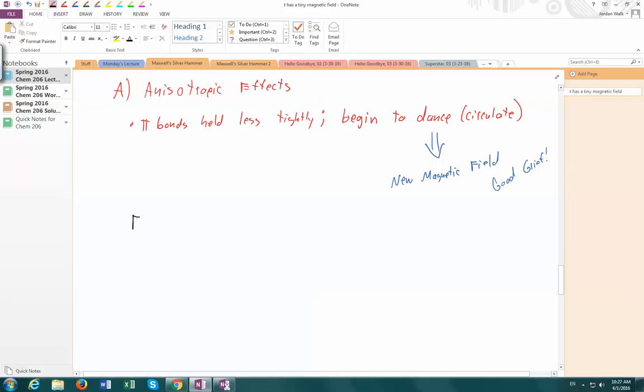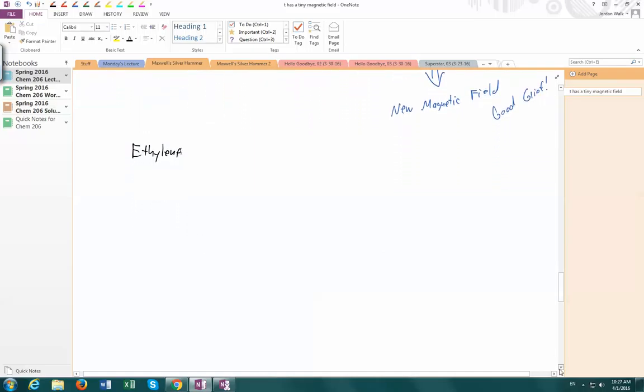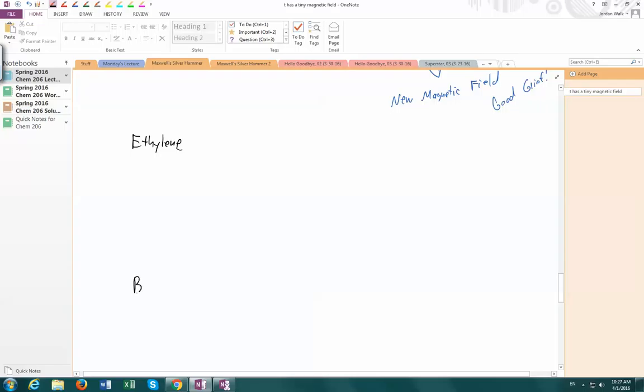Let's start with ethylene. You don't need to be able to draw these pictures from scratch, but I just kind of want to explain why we see what we see when we have pi bonds. And so when we have, and I'm going to draw big, an applied magnetic field, let's have our magnetic field go this way. And so what's going to happen is our acetylene is going to orient itself like this.